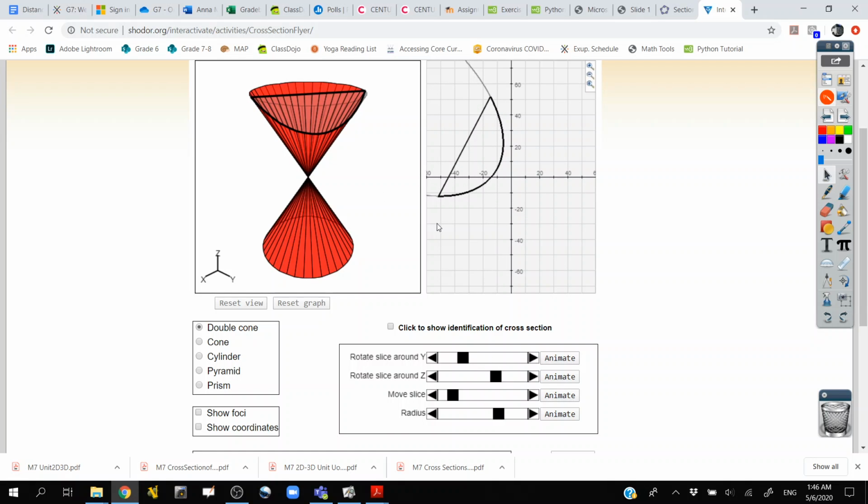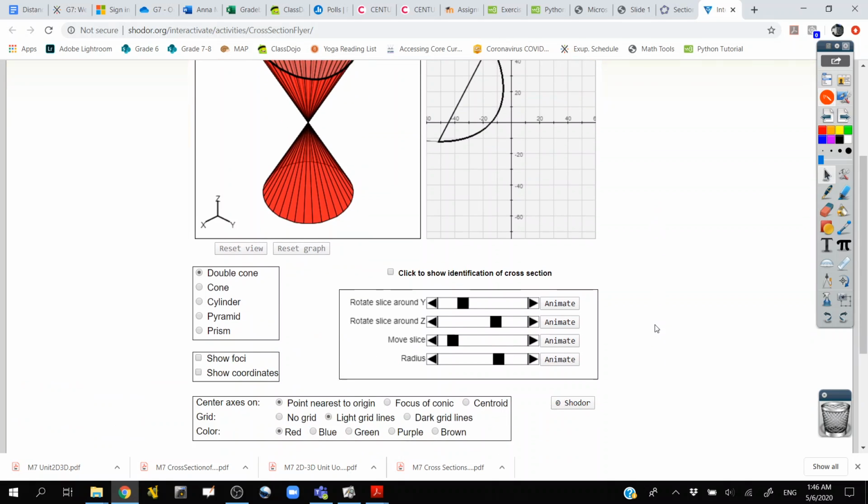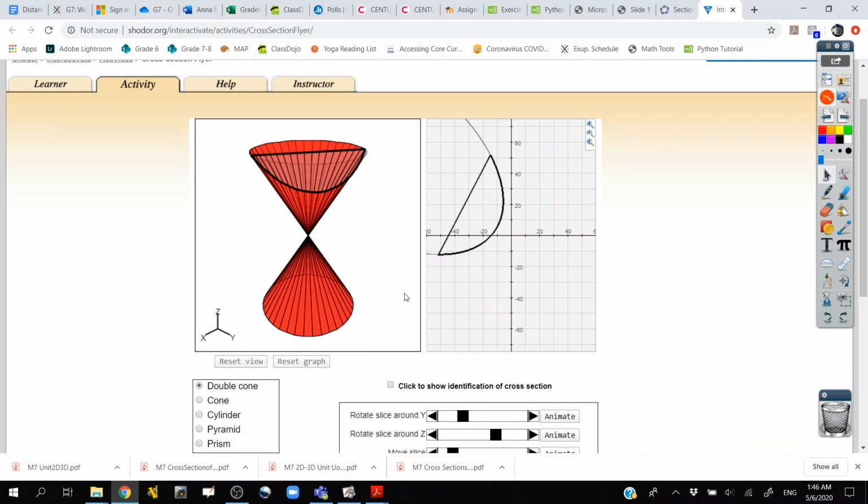Here's my question, and we'll definitely debrief this later. What are all of the different types of cross sections you can get here? So we've seen circles, definitely. We've seen ovals, definitely. We will see some other shapes. I want to know what are all the possibilities.